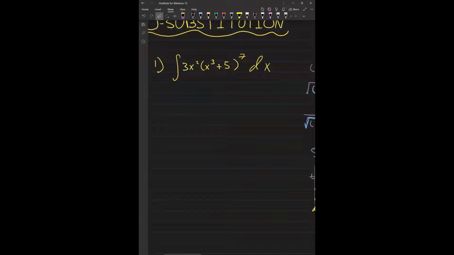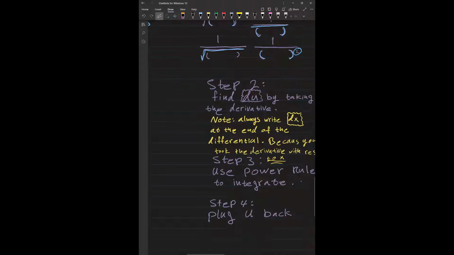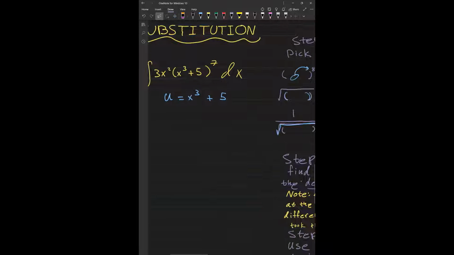In this case, we have something raised to a power, so we're going to substitute u. So u equals x cubed plus 5. This is the first step. The second step is finding du. We find du by taking the derivative.